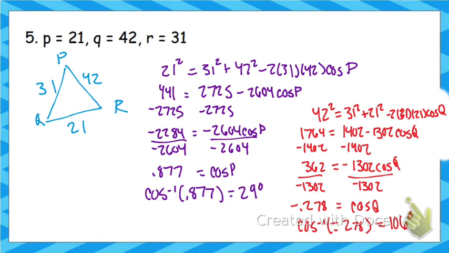All right, so if angle P is 29, angle Q is 106. At this point, I can just subtract from 180 in order to find my missing angle for angle R, which is 45 degrees.